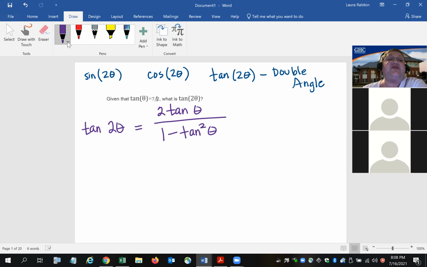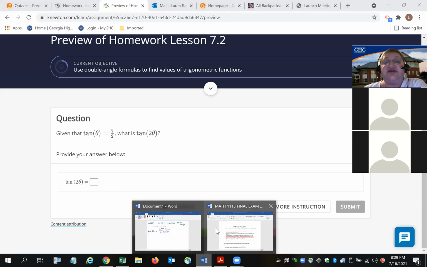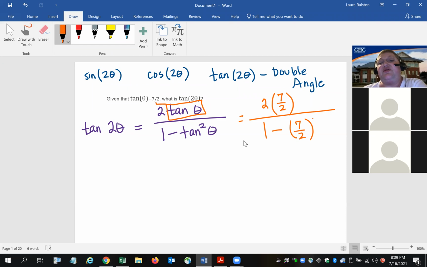So honestly, for tangent in this scenario, it's a straight flat out substitution problem because they've told you that the tangent of theta is 7/2. Let me make sure I copied that right. I didn't miss the sign. It is 7/2. So it's a straight flat out substitution. So I'm going to have 2 times 7/2. I replace tangent of theta with the value that was given to me over 1 minus that tangent value 7/2 squared.